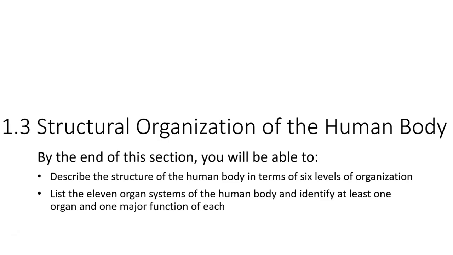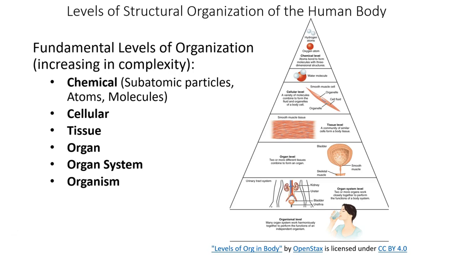All right, so let's get into section 3 of the textbook. This is the structural organization of the human body. So we want to talk a little bit about the 6 levels of organization that our bodies follow. And then we're going to briefly look at the 11 different organ systems and kind of have an idea of which organs and functions those systems have. So the human body is organized again into 6 levels. We have chemical, cellular, tissue, organ, system, and then the organism itself. So let's go into a little bit more detail about each of these.